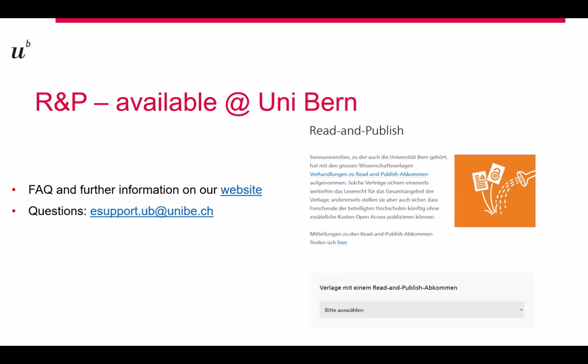These deals include a reading part. That means that people at the University of Bern can read the closed access of these journals, and they have a publishing part which covers open access fees for authors at the University of Bern. Some of the agreements have a quota of how many publications are included, and others cover all publications.